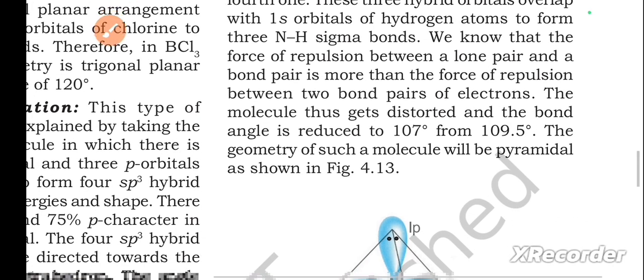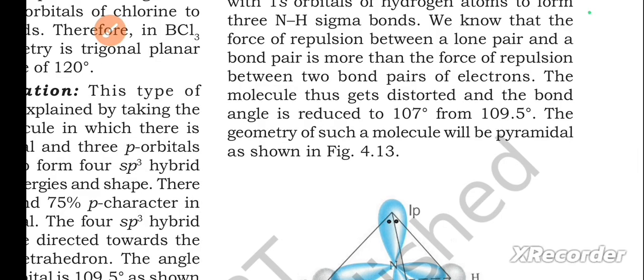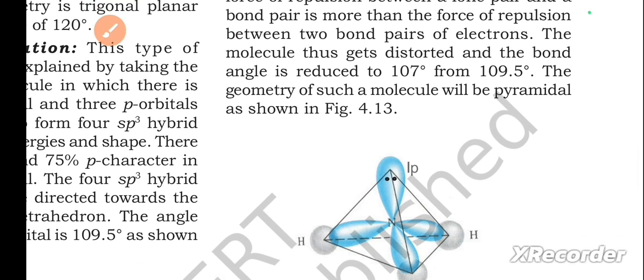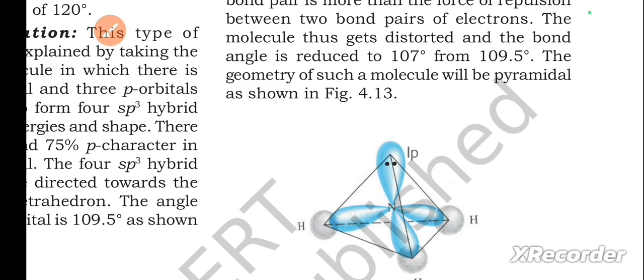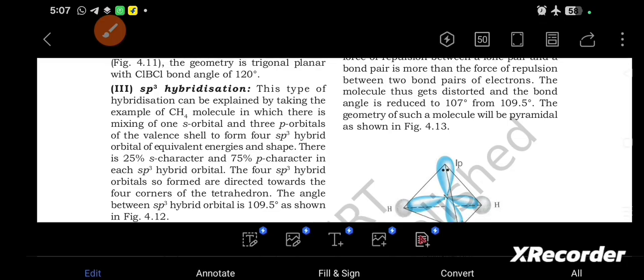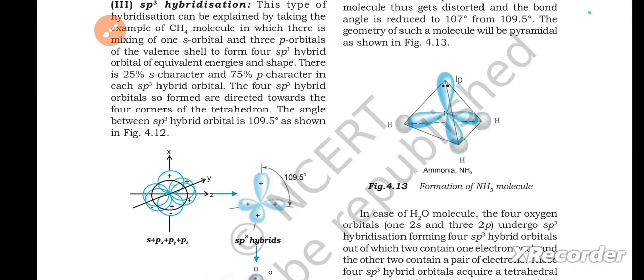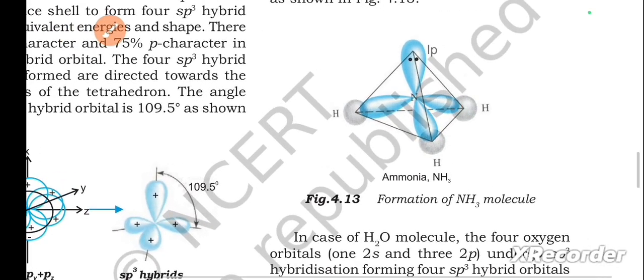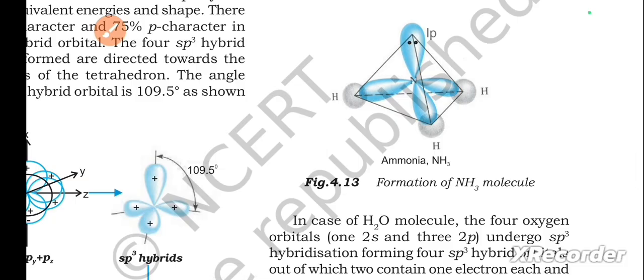We know that the force of repulsion between a lone pair and a bond pair is more than the force of repulsion between 2 bond pairs of electrons. The molecule thus gets distorted and the bond angle is reduced to 107 degrees from 109.5 degrees. The geometry of such a molecule will be pyramidal as shown in figure 4.13. So this is 4.13. You can pause the video and check it.